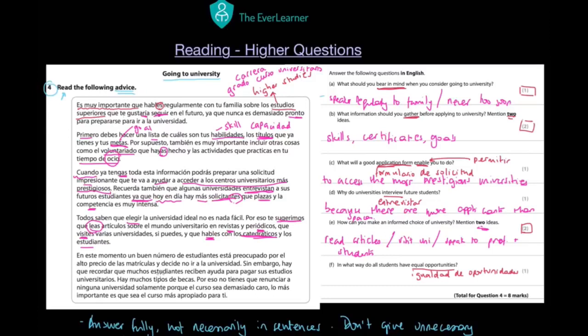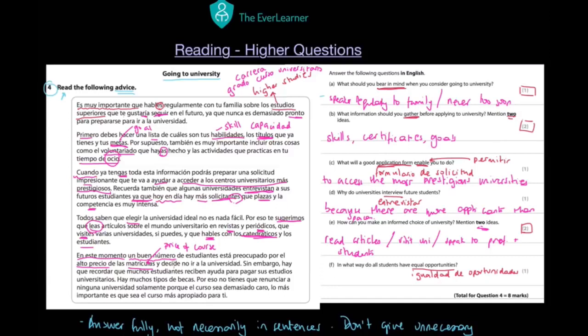So we read, "en este momento", at this time, "un buen número de estudiantes". Notice how they haven't chosen "muchos estudiantes", but "un buen número", a good number, meaning the same as "muchos", many, "está preocupado por el alto precio de las matrículas", worried about the high price. Notice this word, "matrícula", can be a registration plate on a car, or the price of a course. I'll call it the price of the course, because right now I can't come up with the word, but you know what I mean. What you pay when you register for a course.